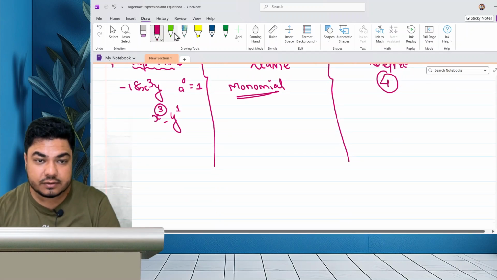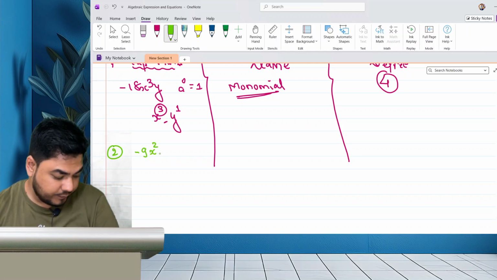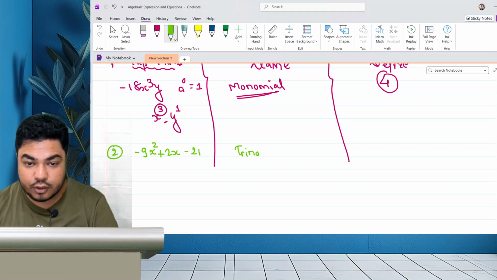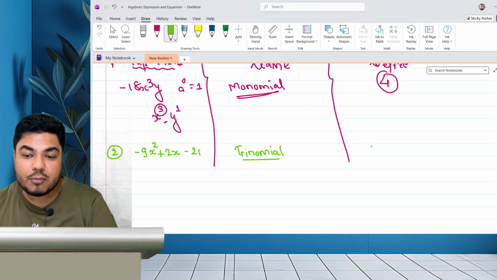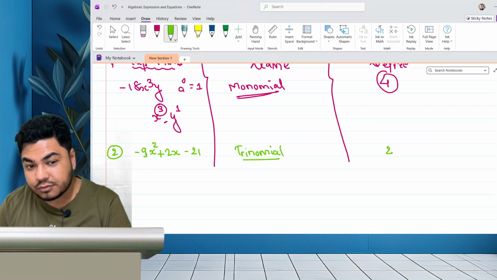Moving next, another example: minus 9x square plus 2x and minus 21. It is having 3 terms, so it is known as a trinomial. And if I talk about the degree, the highest degree of the entire expression is 2.